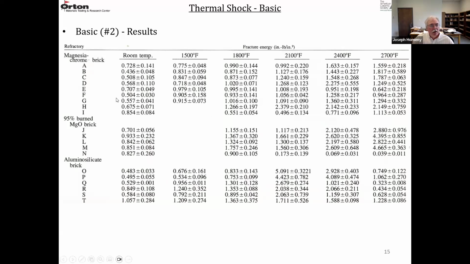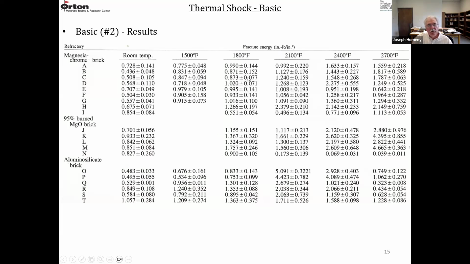And for reference here, I've listed the work of fracture surface energy. The mag chrome brick, they had A through I compositions. The 95% magnesite brick, J through N compositions, and the alumina silica brick, O through T compositions. So room temperature, 1500 F, 1800 F, 2100 F, 2400 F, and 2700 F. And the units they use are inch-pounds per square inch.